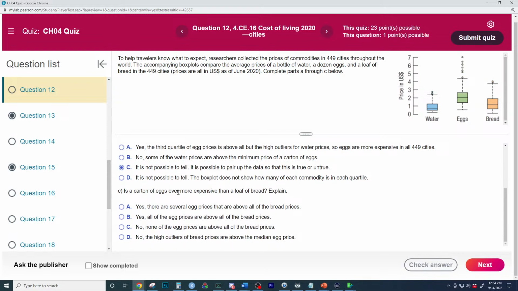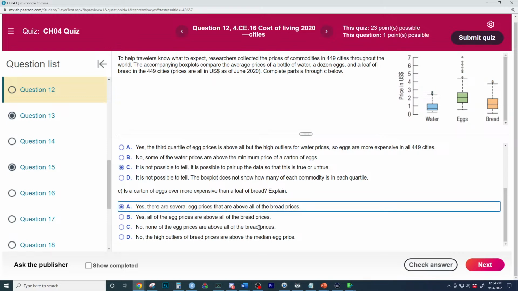Is a carton of eggs ever more expensive? Okay. Yeah, and so this is what they're getting at right here. Is a carton of eggs ever more expensive than a loaf of bread? You can tell by looking at this because the minimum for eggs is above the minimum for bread. So there has to be instances right here, and also the maximum right here. The maximum would probably be better. The maximum for eggs. Yes, there are several egg prices that are beyond all the bread prices. That right there.